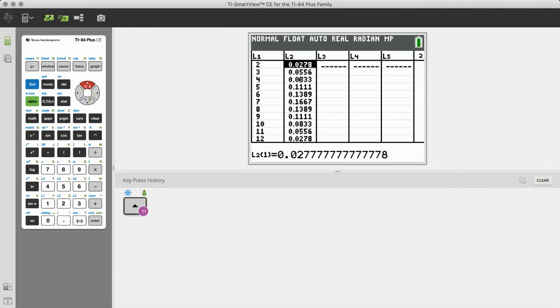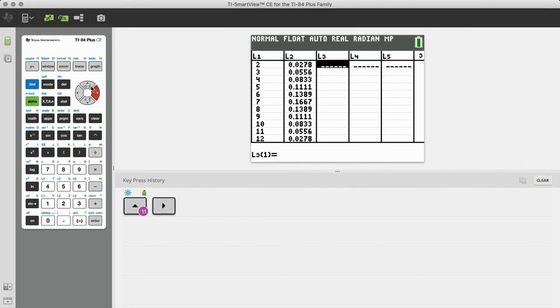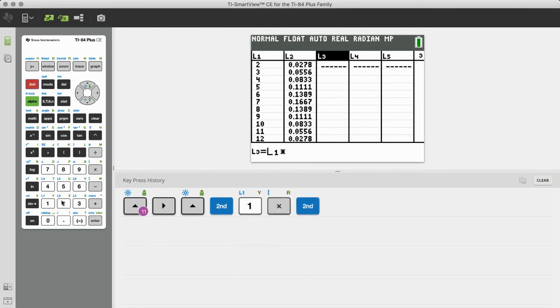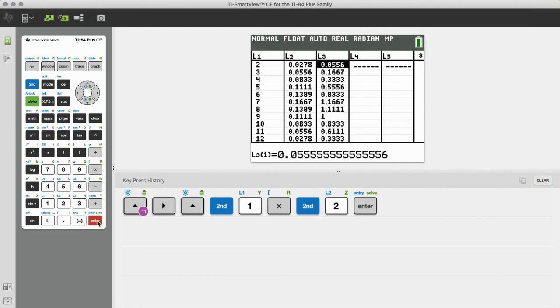Okay, so for list 3, I'm going to multiply these two things together, right? So I'm going to move over here to the right. I'm going to go up 1. I'm going to multiply list 1 times list 2. So that I have those products in that column, and then you know how to find the sum. And if you actually find the sum, you should get a sum of 7. In fact, let's just double check that.